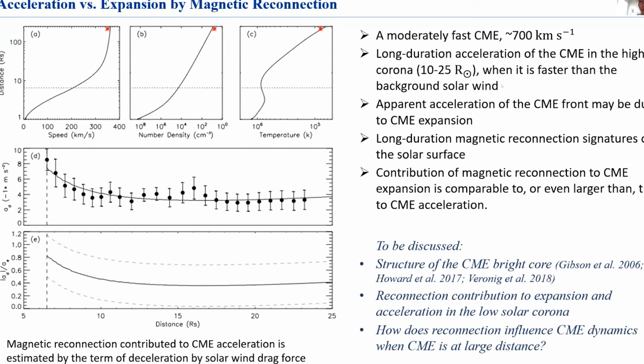And the results are shown here, which is a moderately fast CME experiences long duration acceleration in the high corona, and the contribution of the magnetic reconnection to CME expansion is comparable to or even larger than that to the CME acceleration. And there are some points to be discussed later, which is about the structure of the CME particle, the reconnection contribution to the expansion and acceleration in the low corona, and how the magnetic reconnection will contribute to CMEs when the CME is at very large distances.